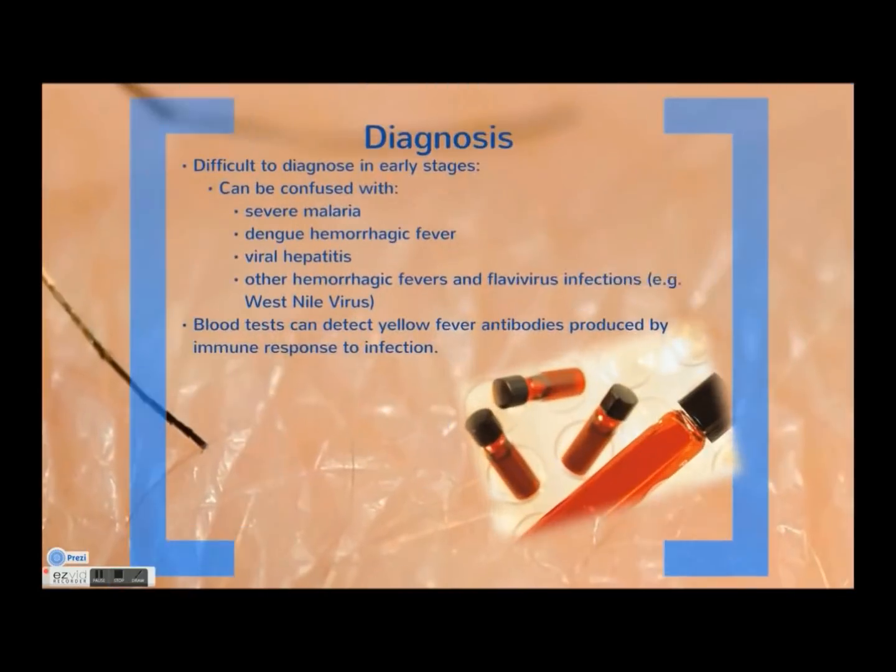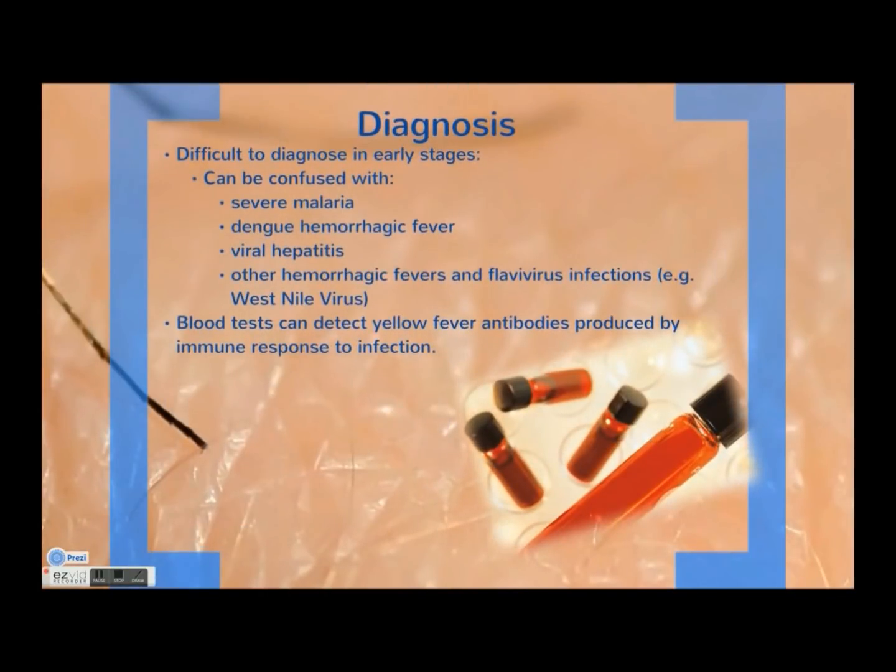Yellow fever is difficult to diagnose in early stages. It can be confused with severe malaria, dengue hemorrhagic fever, viral hepatitis, or other hemorrhagic fevers and flavivirus infections, for example, West Nile virus. Blood tests can detect yellow fever antibodies produced by the immune system in response to the infection. If virus-specific immunoglobulins are found, that means the person has been infected. Serum is drawn and tested for anti-yellow fever IgM.